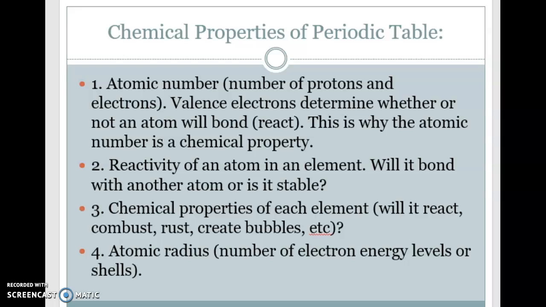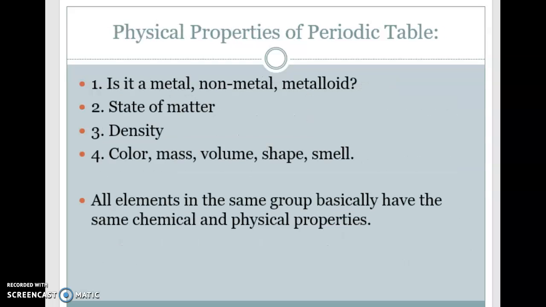The third chemical property, you have to look at the properties of each element. Will that element react? Will it combust? Will it rust? Will it create bubbles, etc.? And finally, atomic radius, which is determined by the number of electron energy levels or shells, and that's going to tell you a lot about how that atom is going to react. So that's the chemical property.